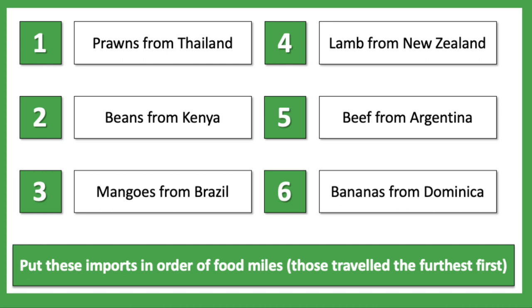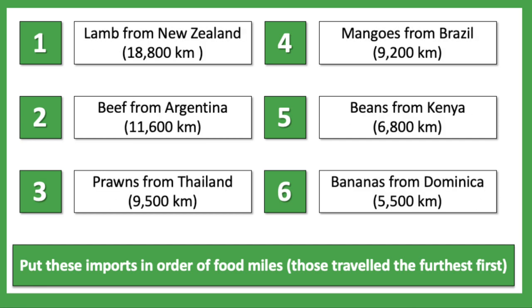Okay, if you haven't paused already, please do. Let's reveal the answers. So in the first place, we've got lamb from New Zealand travelling over 18,000 kilometres. In fact, 18,800 kilometres. We then got beef from Argentina coming across the Atlantic, travelling 11,600 kilometres.